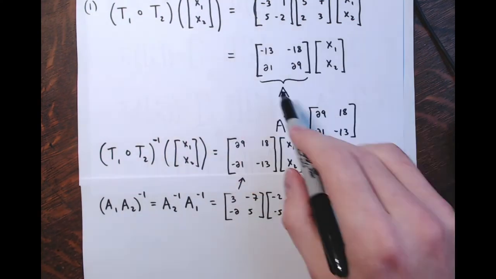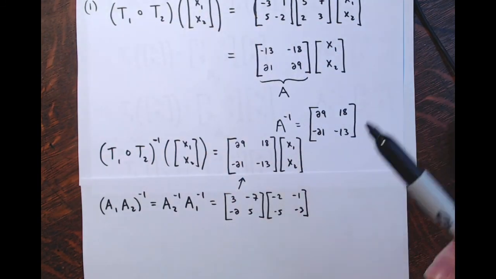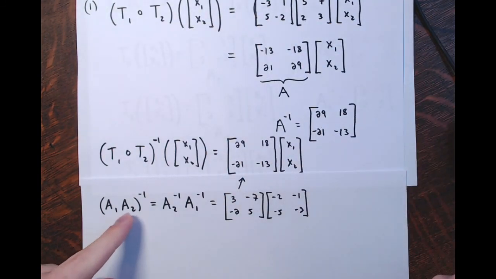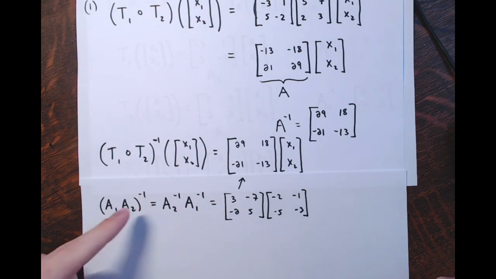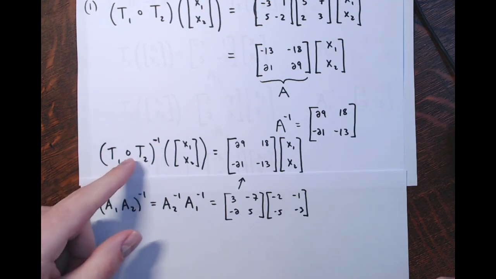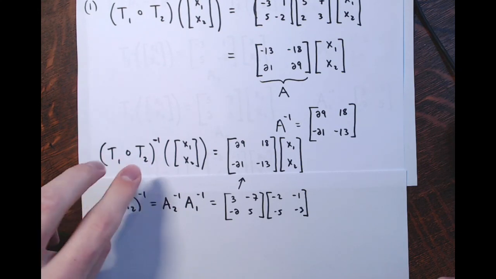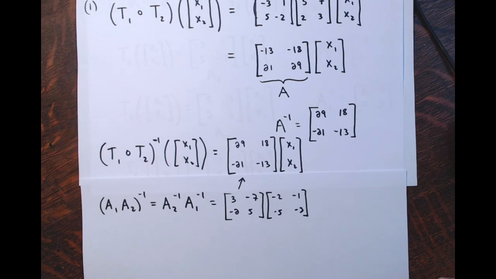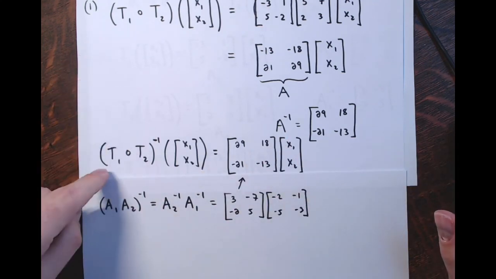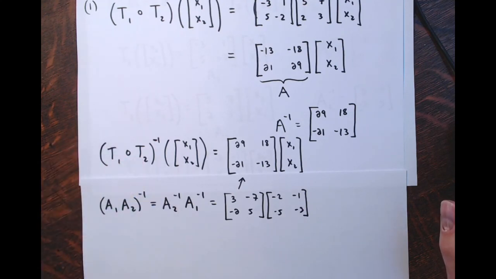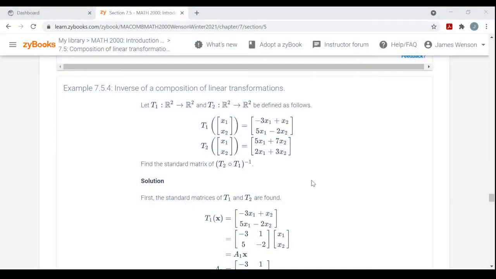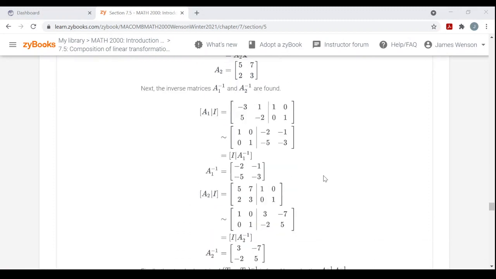You could find it a long way like I did here, the way you usually would. Or if you want to find the standard matrix for the inverse of a composite function, just take the standard matrix for each of those inverses, but multiply them in reverse. Then you could do the same if you wanted T2 composed with T1 inverse. Their standard matrix would be A1 inverse times A2 inverse, just reversing that. Again, you can read through the example here where they do all that.